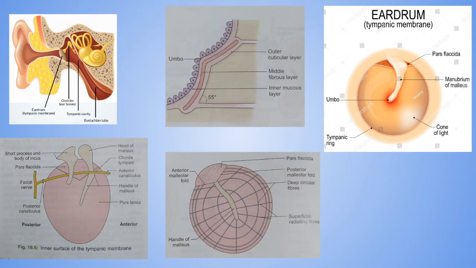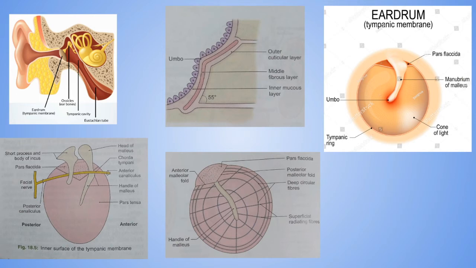The pars flaccida is crossed internally by the chorda tympani. This part is more liable to rupture than the pars tensa. Remember, the pars flaccida is crossed internally by the chorda tympani, and this part is more liable to rupture than the pars tensa. The membrane is held tense by the inward pull of the tensor tympani muscle, which is inserted into the upper end of the handle of the malleus.